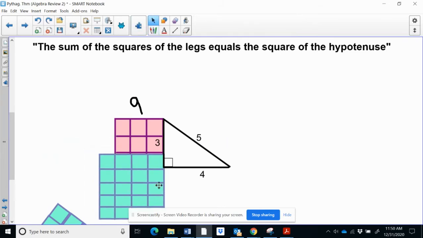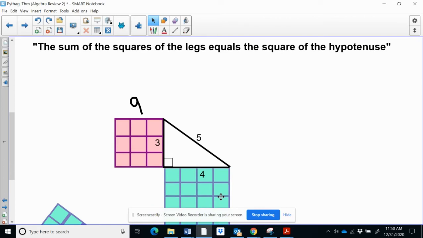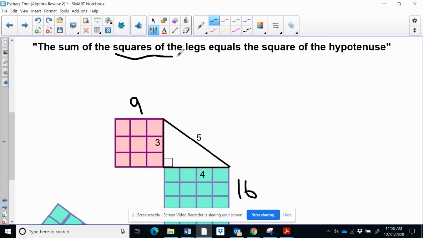All right. Now I do the same to the other side. It would be a 4 by 4, making it an area of 16 little squares. So what I just did was the squares of the legs. Now I'm going to do the sum of the squares of the legs. That means to add the 9 and the 16 together. 9 and 16 together equals 25.